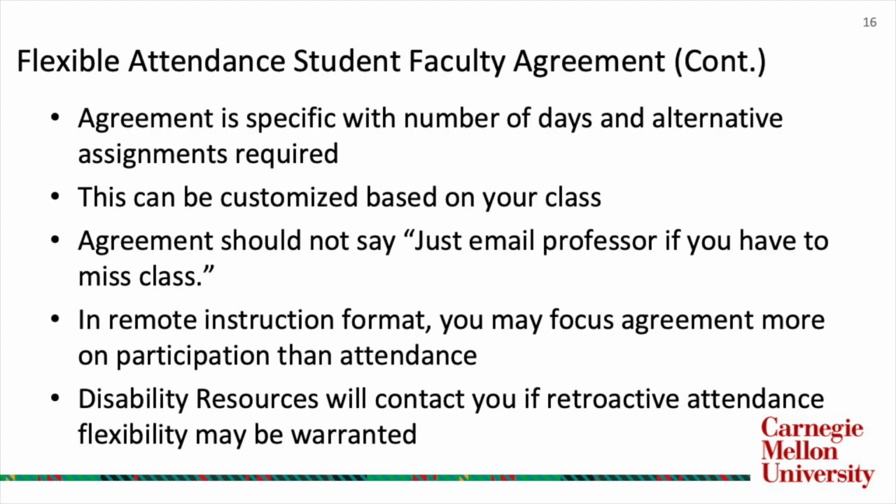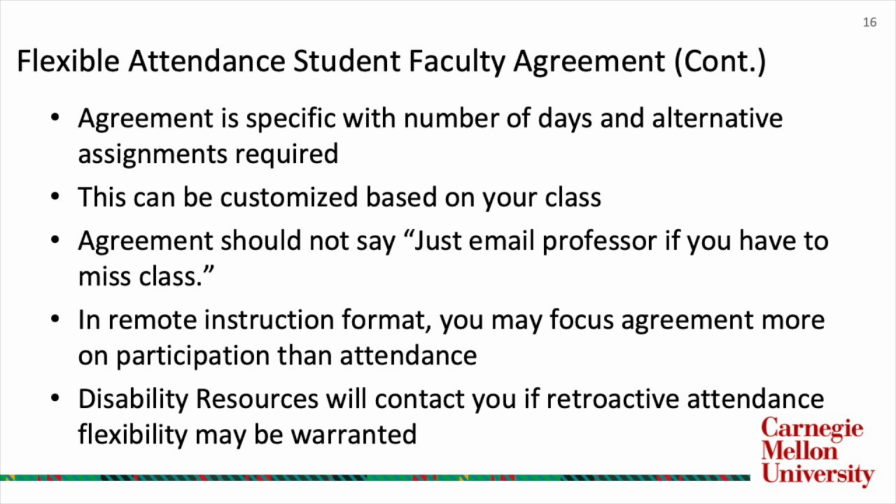So you're going to see some themes here. The agreement is specific. It has a certain number of days that are listed and alternative assignments if the student does have to miss class. You can customize this to what your individual class needs are and the structure of your class. We can also help you with this. So if you're not sure, given the structure of your particular class, how you would grant flexibility in attendance, or how much you should grant, that's a great time to reach out to us and run it by us.